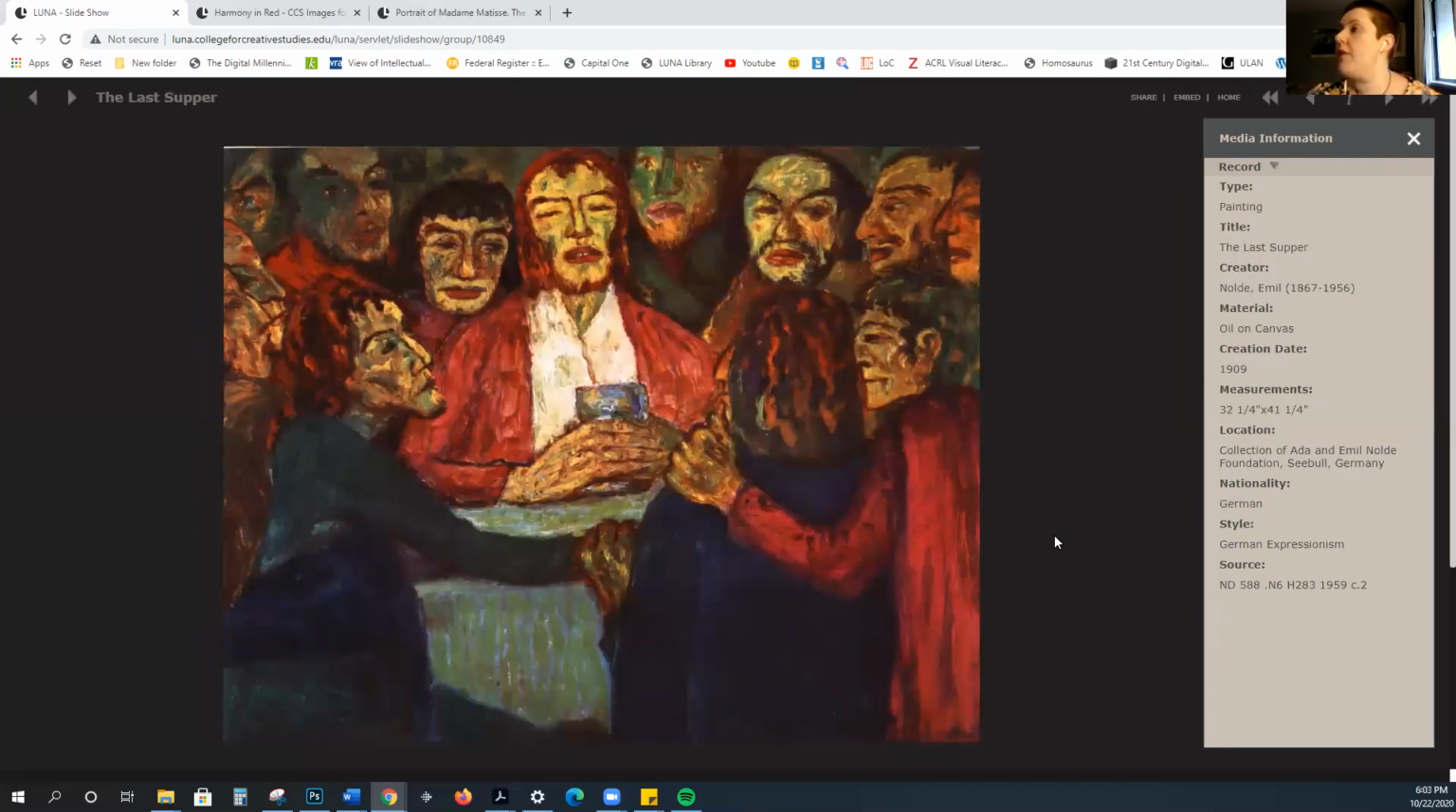Okay, so this is The Last Supper by Nolde from 1909. And so this is a depiction of Jesus Christ surrounded by his apostles. But again, everyone has this rather contorted, disfigured face, these heightened colors. It's very unsettling.